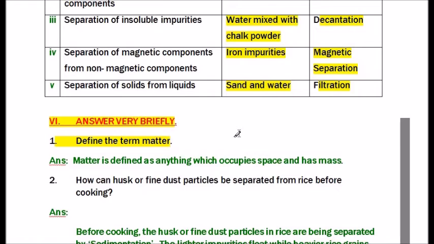Matter is defined as anything which occupies space and has mass.